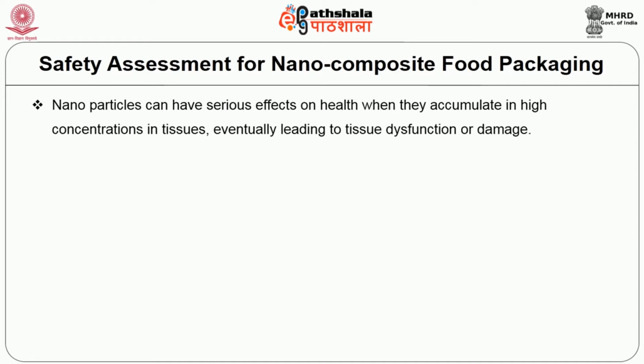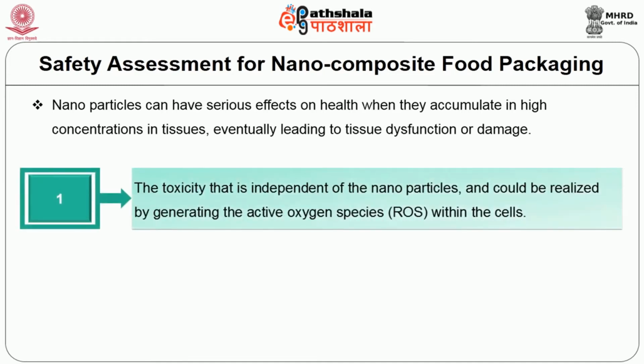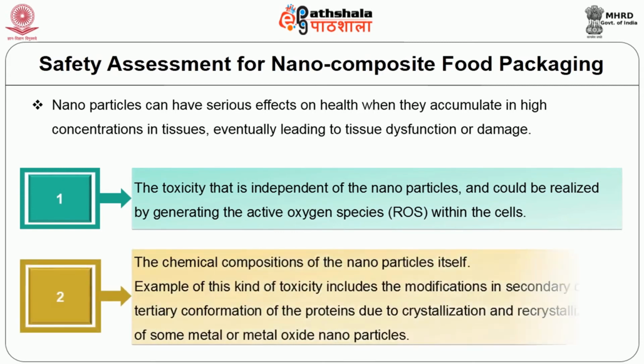Two types of mechanism can be adopted to explain the toxicity effect of nanoparticles on humans. The first one is toxicity that is independent of the nanoparticle's composition and could be realized by generating reactive oxygen species within the cell. The second one is due to the chemical composition of the nanoparticle itself. An example of the second category is toxicity that includes modification in the secondary and tertiary conformation of the protein due to crystallization and recrystallization of some metal or metal oxide nanoparticles.